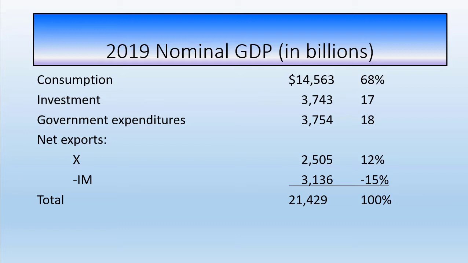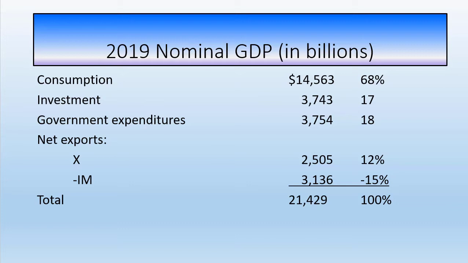Now, the final component is net exports. We often just say NX for net exports, but it's composed of exports, right? And exports are about $2.5 trillion, or 12% of GDP. That represents things produced in this country, which is why there's implicitly a positive sign in front of it. And so that's why it's part of GDP, it's positive. And the negative sign is for imports. So we import about $3.1 trillion, or about 15% of GDP, with a negative sign in front of it. So total GDP was about $21.4 trillion.